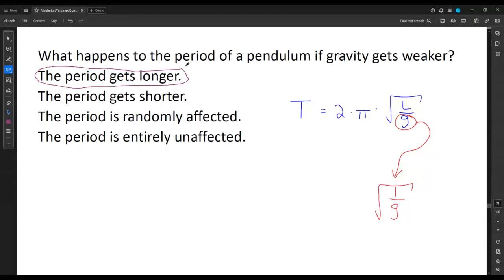If you think about that, I think it would make sense because gravity is going to contribute to a force that's going to make that swing. If there's less force causing it to swing, then it's not going to swing as fast, right? There's less acceleration involved, and it just doesn't go as fast, which means it takes more time to go back and forth.